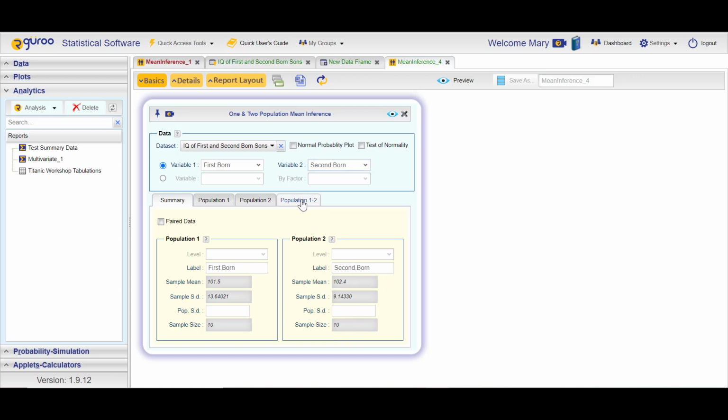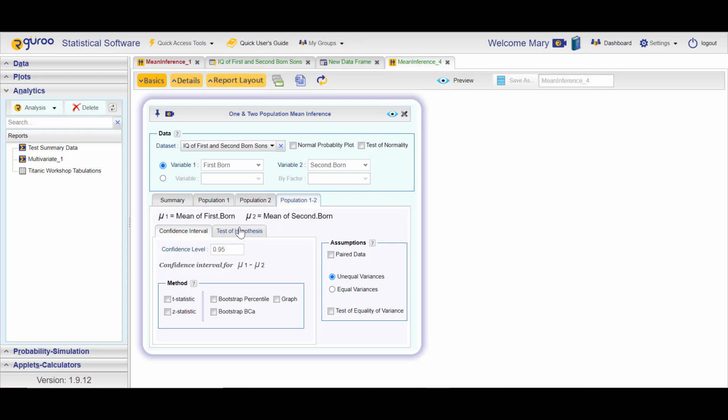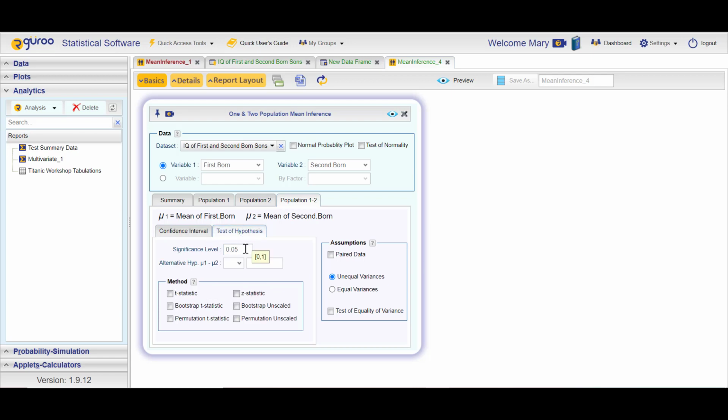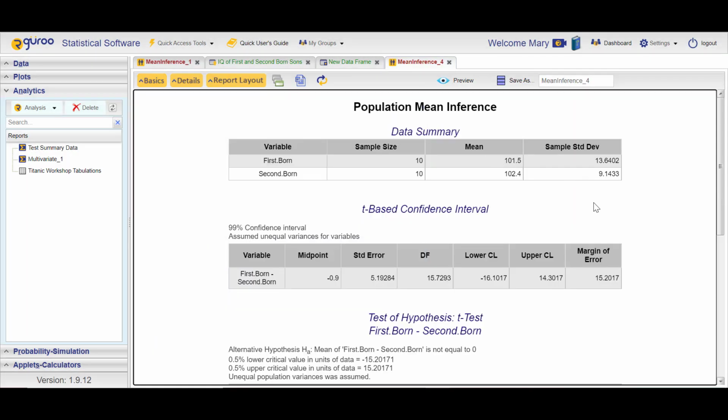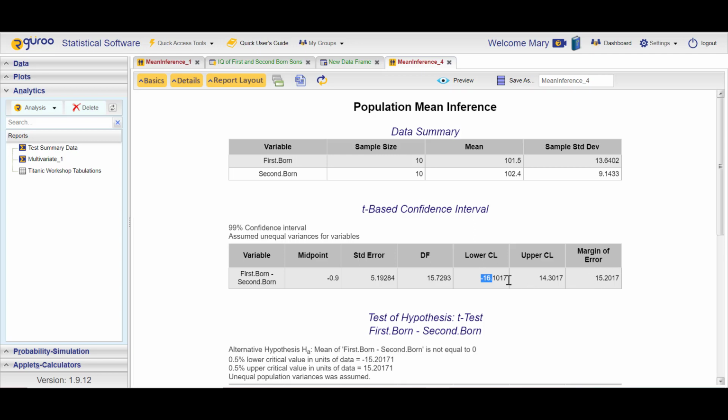I'm going to skip over to 1 and 2 population. We're doing 0.01 significance. I'm going to go ahead and do the confidence level as well. So I'm going to put 0.99, t-stat, unequal variances, 0.01 significance level, and we're trying to say that there's no difference, or that there is a difference. So I'm going to do not equal to 0, not forgetting to click t statistic, and then we'll preview it.